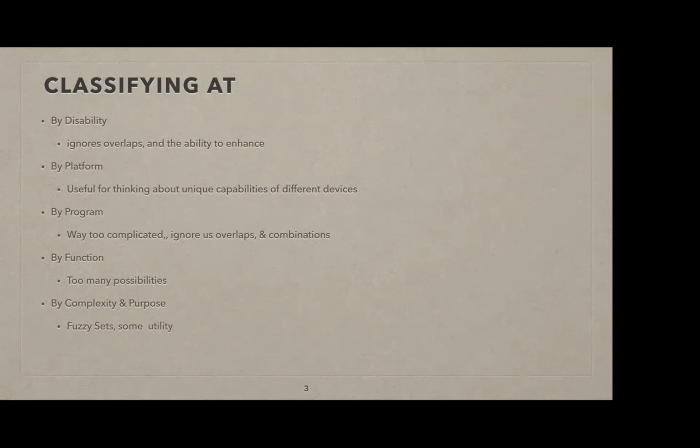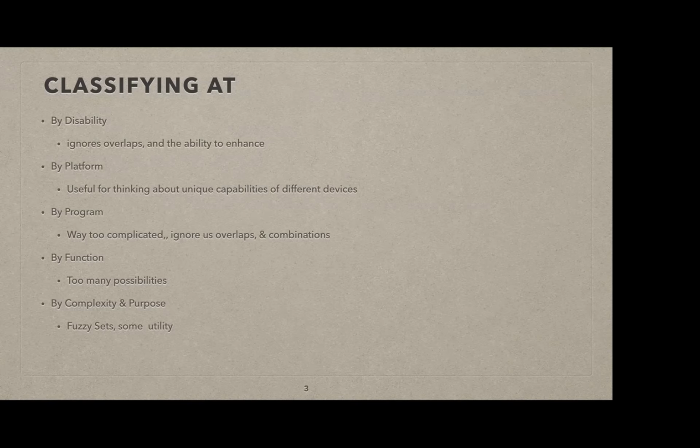So thinking about what assistive technologies fit best by platform and what enhancements work best with the unique capabilities of that platform is something that's well worth doing. You start thinking about them by program, and they do differ some by program, and they differ by program by platform too. But that gets way too complicated as far as I'm concerned. By function, again, there are so many possibilities and overlaps that it becomes rather cumbersome.